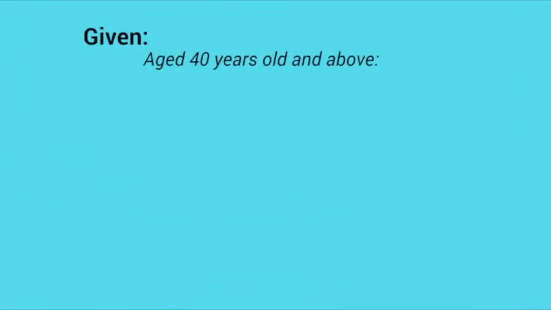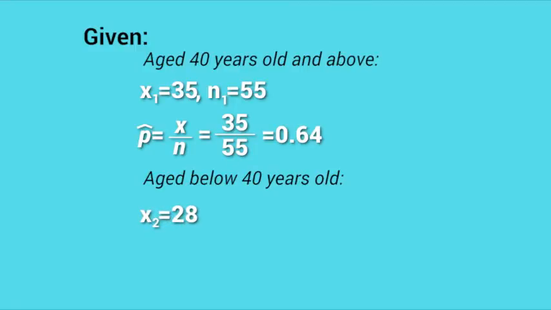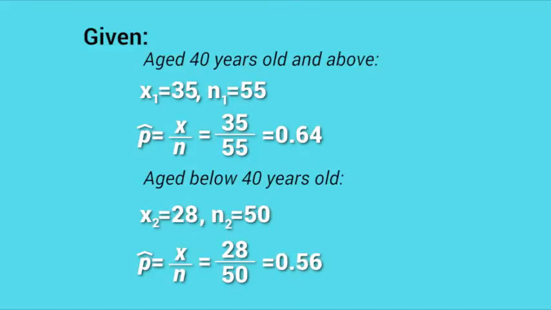So we have the given for the age 40 years old and above. For x sub 1, we have 35. For n sub 1, we have 55. And for the p hat, we have the formula x over n. So 35 divided by 55 is equal to 0.64. And for the age below 40 years old, x sub 2 is equal to 28 and n sub 2 is equal to 50. And for the p hat, we have the formula x over n. So 28 divided by 50 is equal to 0.56.